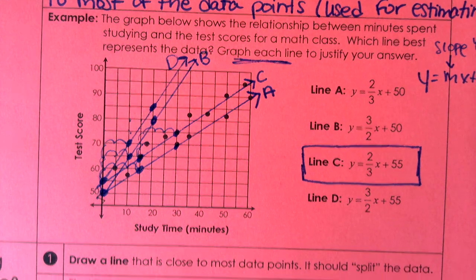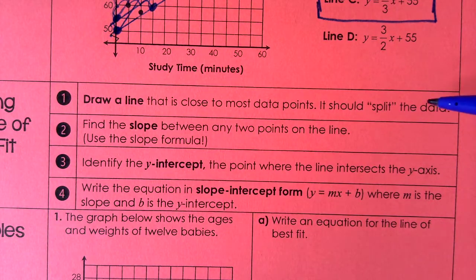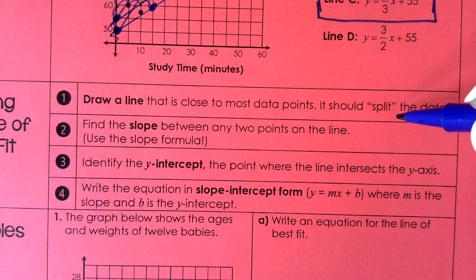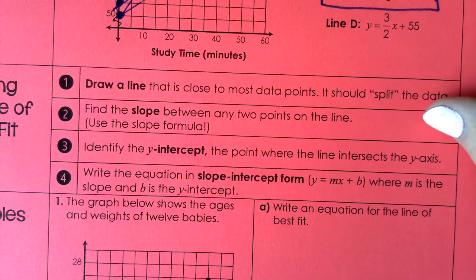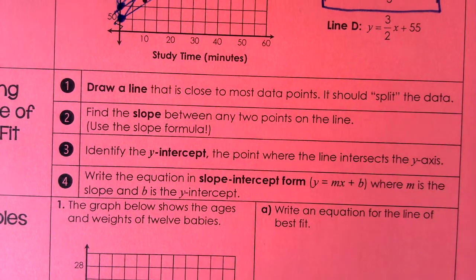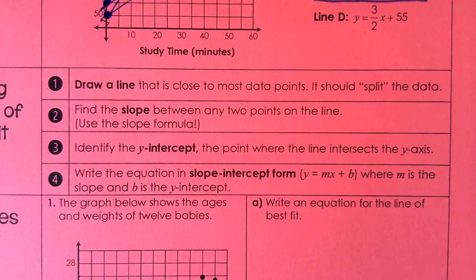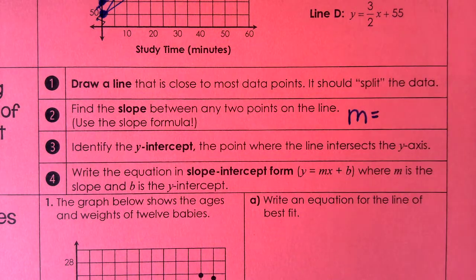Now what we're going to do is take these and draw a line that is close to most data points. It should split the data. Then we're going to find the slope between any 2 points on the line. We're going to have to use our slope formula. What is our slope formula? Who remembers it? That's point slope form.